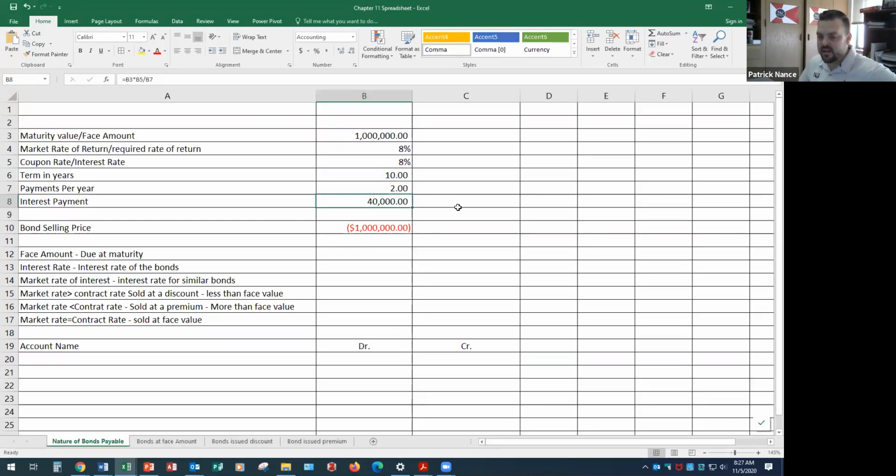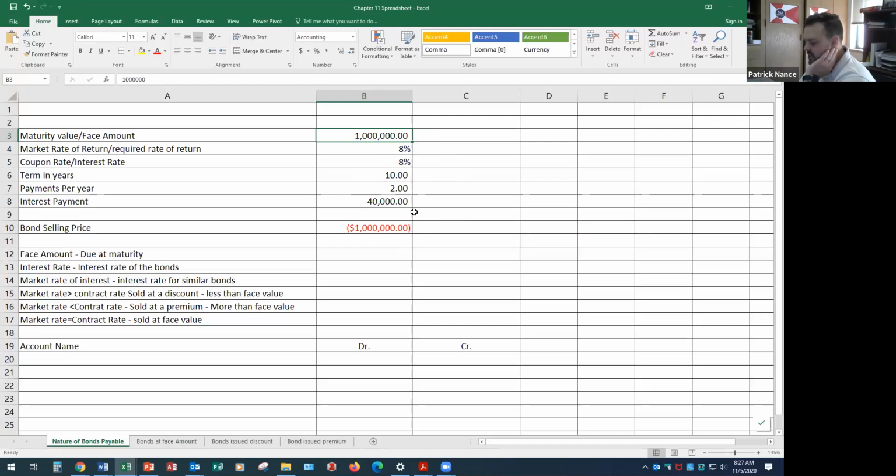$40,000 payments. So I discounted back every payment, every interest payment, which would be 2 per year for 10 years, so a total of 20 payments, discounted back to present value. And then I also discounted back $1 million payment back to present value. And I used the interest rate, or in this case called the discount rate, of 8% to do that.